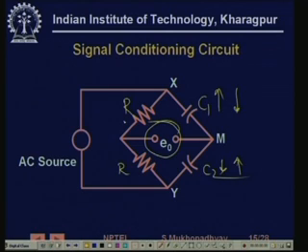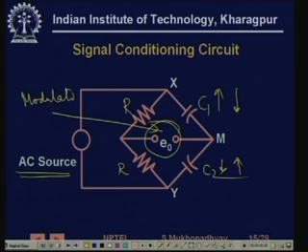Now, we must note that if this is an AC source, then this motion or the pressure fluctuations will create a modulated wave, because this itself is AC. So, they will create a modulated output which has to be demodulated. We will learn about that when we learn about LVDTs, that is how amplitude modulated AC waves can be demodulated. Right now, we are not discussing that.